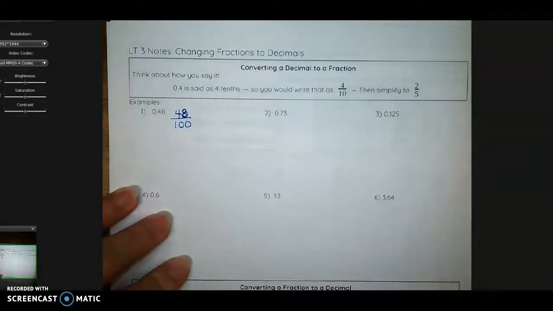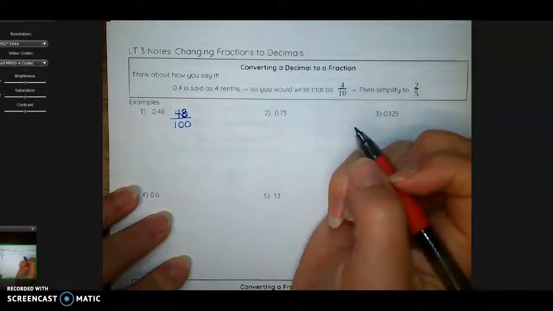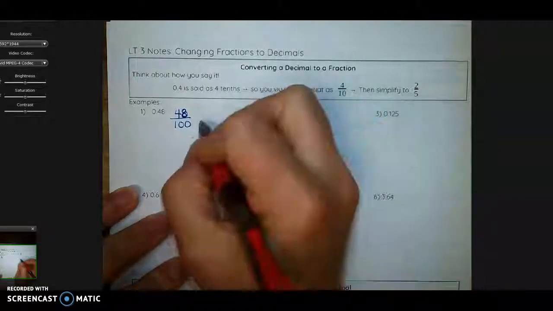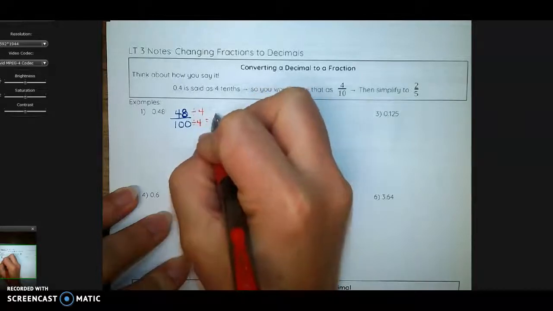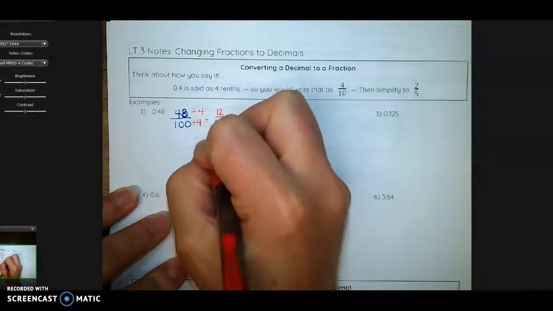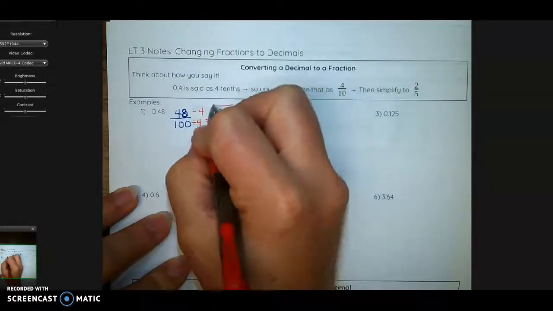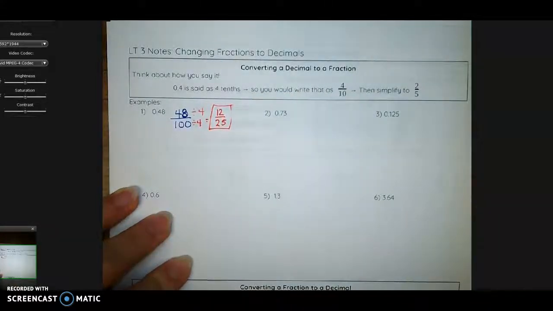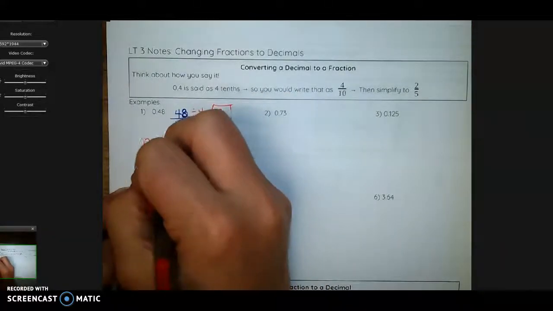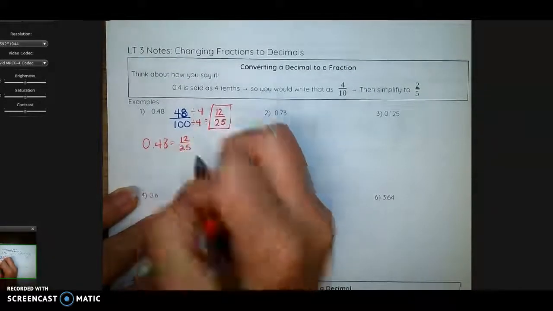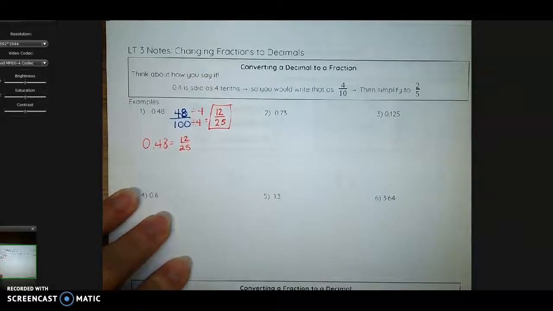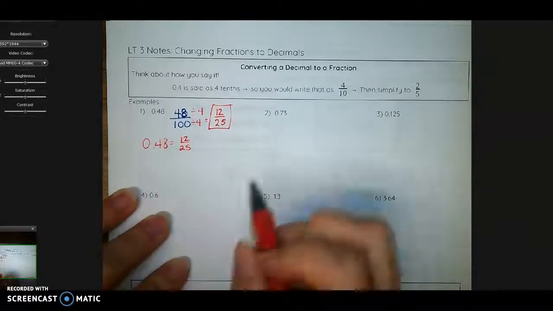But if I want to go for the greatest common factor, so that I don't have to divide more than once, I find that I can divide by 4, which gives me 12/25 as my final answer. So that means that 48 hundredths is the same thing as the fraction 12/25. Same amount, just written two different ways.